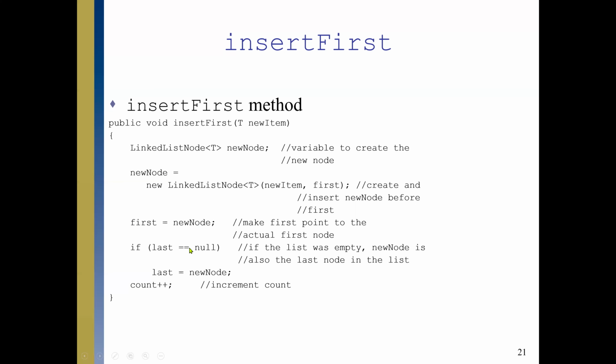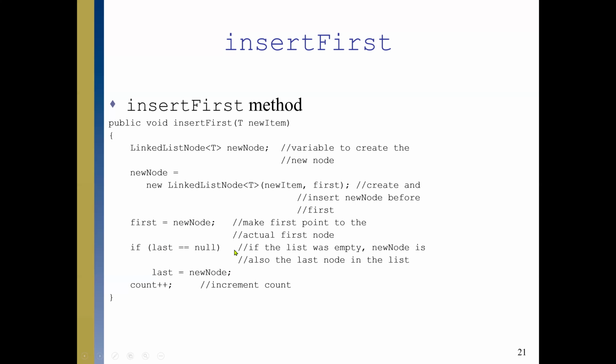Then we say, okay, if first is equal to null, which means the list was empty, then the new node is also the last node in the list. So this statement basically means if I set the first node into the linked list and last is equal to null, then again, there's only one node in the linked list. So we assign the new node to last also, because it's only one element. So it will be the first and it will be the last.